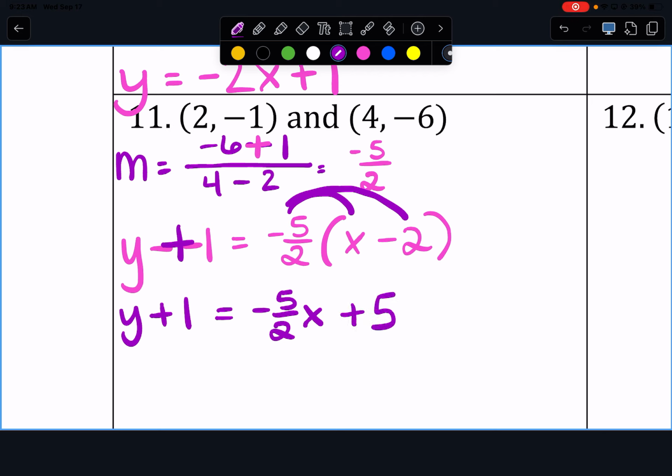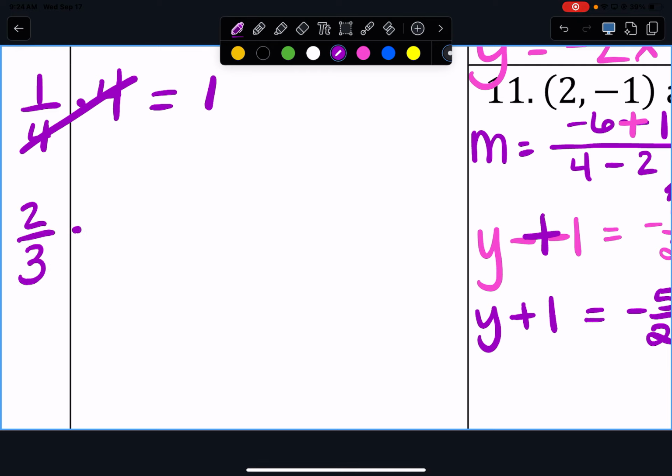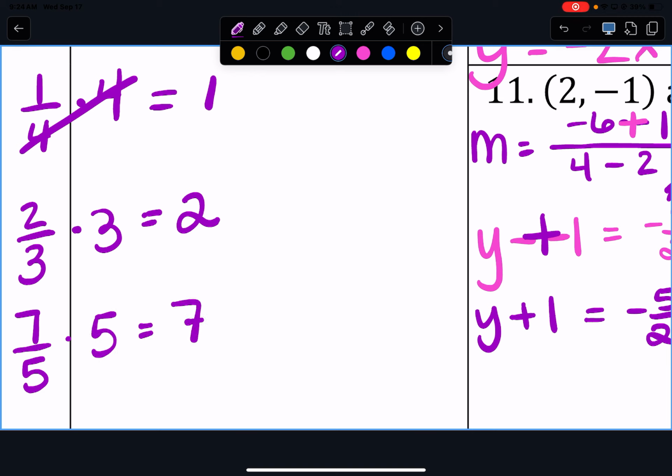Okay, quick moment. You don't have to write this, but I'm going to write it over here. If I have 1/4 times 4, what happens with those two 4s? They cancel and I just get 1, right? If I have 2/3 times 3, what is that going to be? 2. If I have 7/5 times 5, what is that going to be? 7. Whenever we multiply by the denominator, it is canceling it out. So that is a rare case where we can real quickly multiply our fraction super fast.